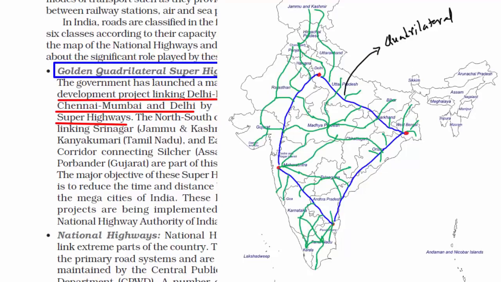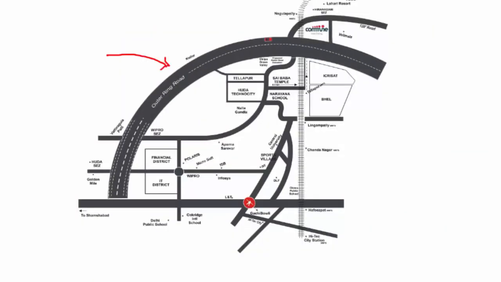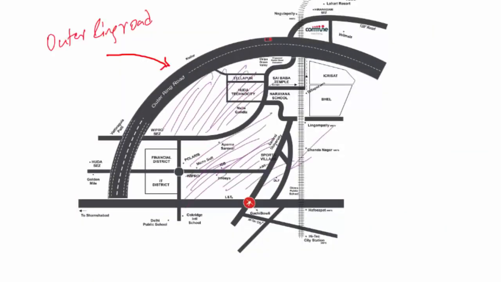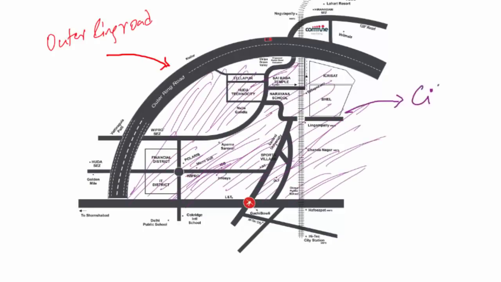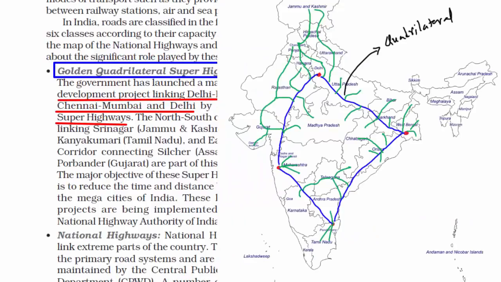Now the main objective of these superhighways is to reduce the time and distance between the mega cities of India. This model is similar to the outer ring road of a city. Outer ring roads are the roads that are built outside the city. They cover the entire city in a round circle manner. Similarly, Golden Quadrilateral is like an outer ring road for India, and all the national highways and state highways are connected to this quadrilateral.